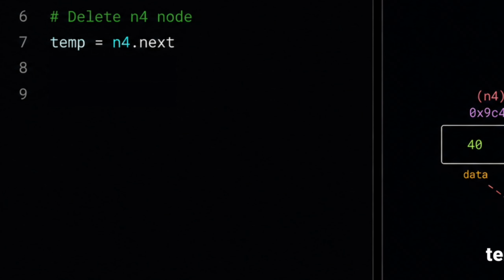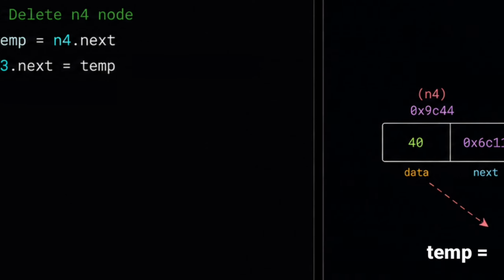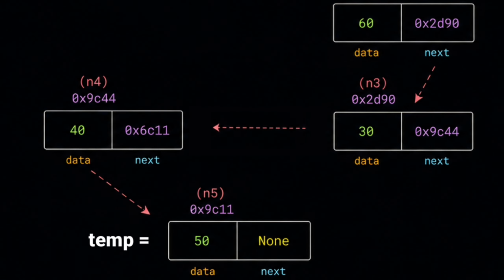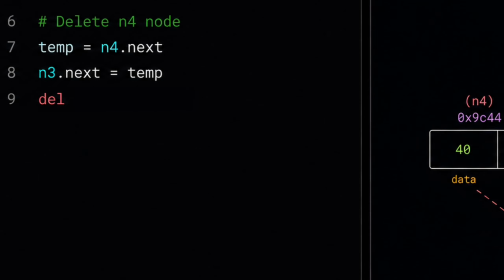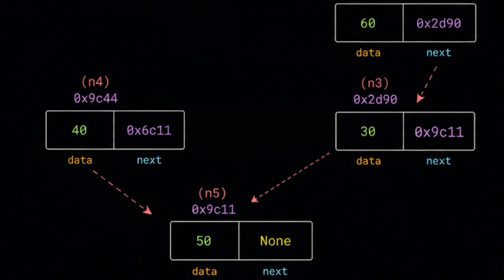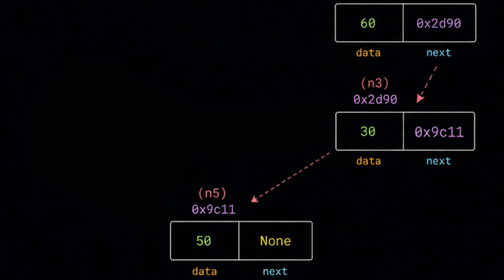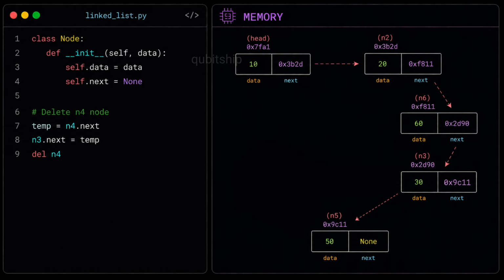Next, we update n3.next equal to temp. Now n3 skips n4 and directly points to n5. Finally, we write del n4. The n4 node is no longer part of the linked list, and that's how node deletion works. Just update one pointer and remove the node.